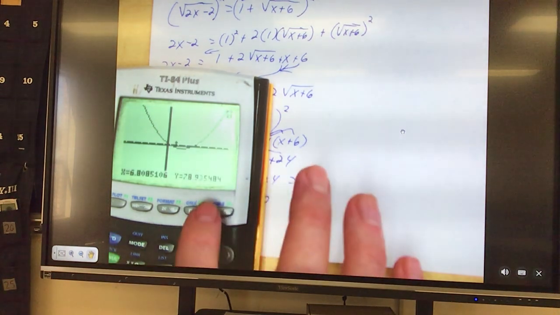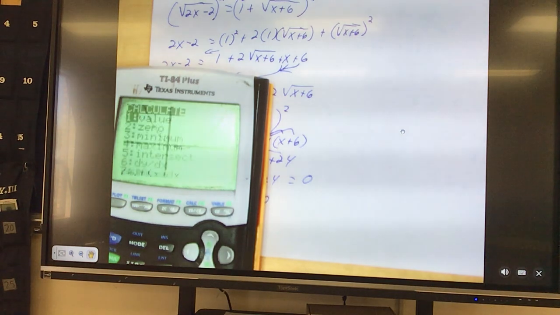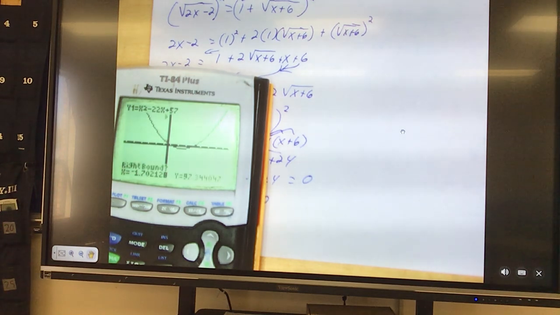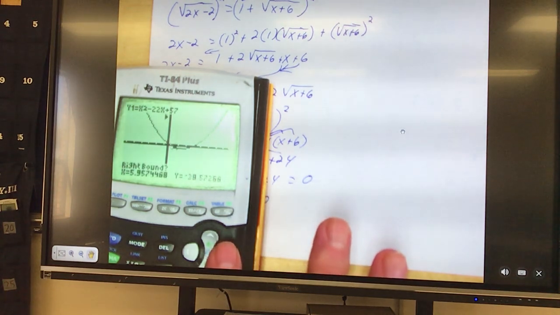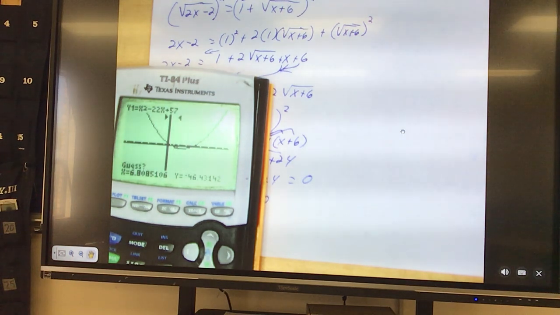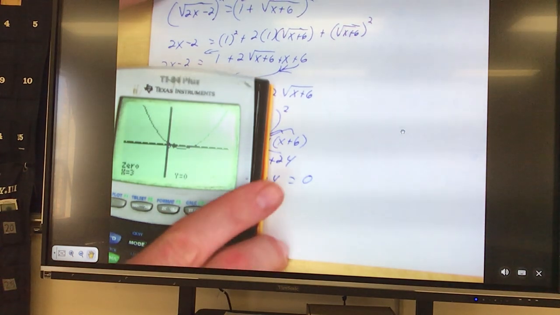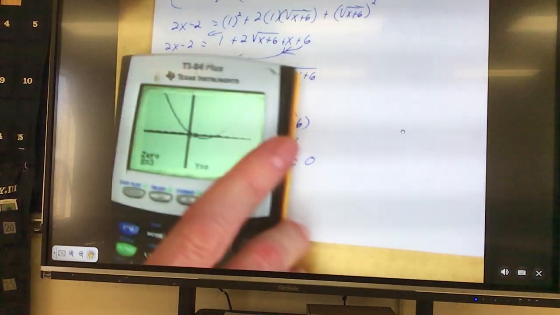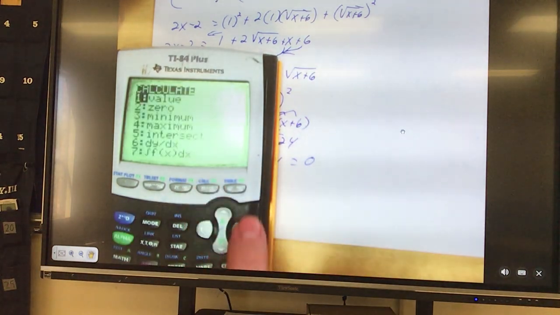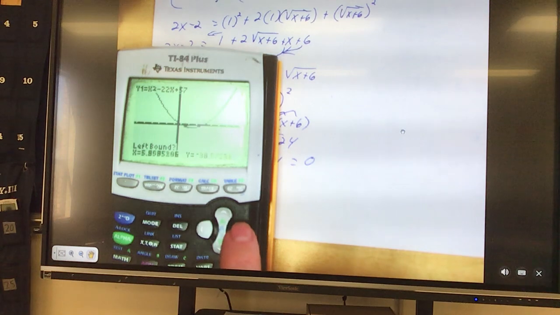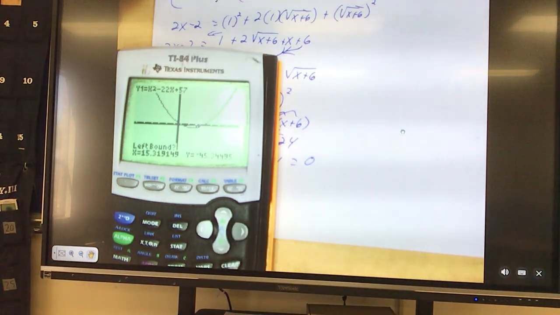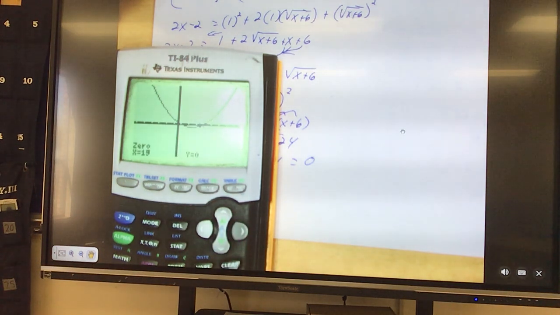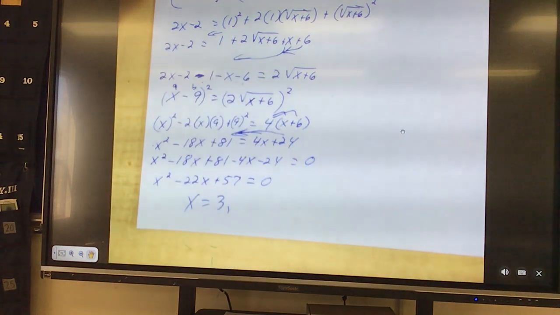Okay, so second trace, we want to find our zeros. Let's find that first one. So I am clearly on the left side of that x-intercept, hit enter. Clearly on the right side, hit enter. Guess, hit enter. And it tells me one of them is 3. So x equals 3. Now let's check this other one. Second trace, number 2. I am clearly on the left side, hit enter. Clearly on the right, hit enter. Guess, hit enter. And that zero is 19.